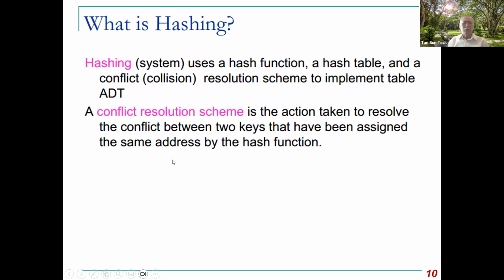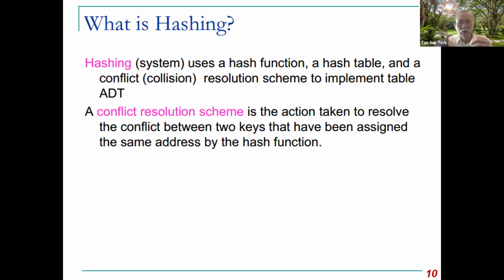Right, so what is hashing? Hashing of the data uses a hash function, a hash table, and a conflict resolution scheme or method to implement the table ADT. A conflict resolution scheme is the action taken to resolve the conflict between two keys that have been assigned to the same home address by the hash function.